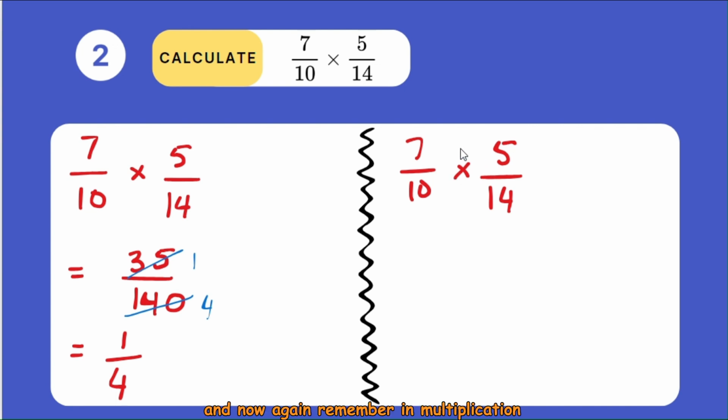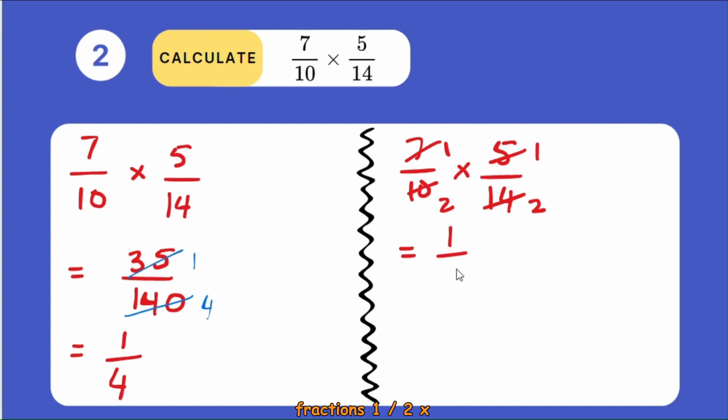And now again, remember in multiplication we can cancel a numerator and a denominator together. Now 7 over 10 cannot be divisible by a common factor. However, 7 and 14 are divisible by 7. So 7 times 1 is 7 and 7 times 2 is 14. Now 5 and 10 are also divisible by 5. So 5 times 1 is 5 and 5 times 2 is 10.